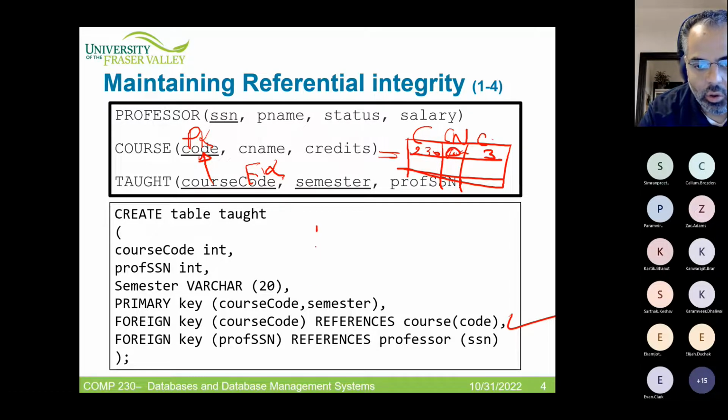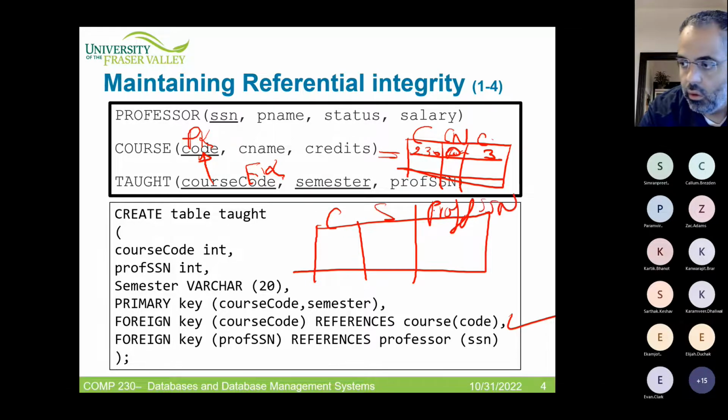And in the table taught here, you have also course code, semester, professor SSN. And then, since this was a copy from here, you have this also here, 230. Semester, fall, SSN, 111, whatever.